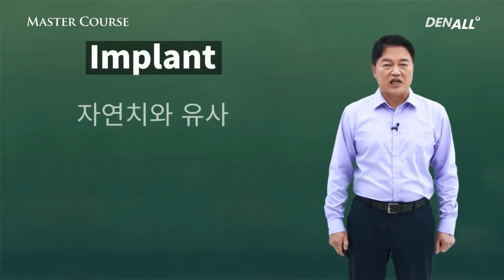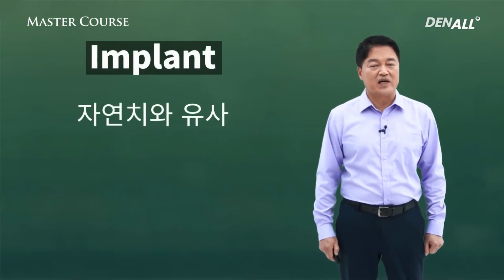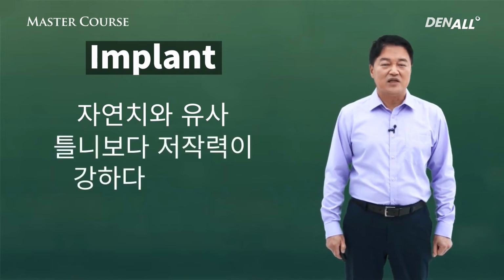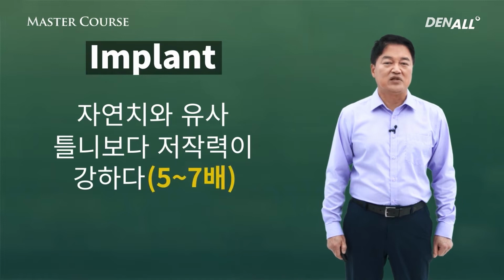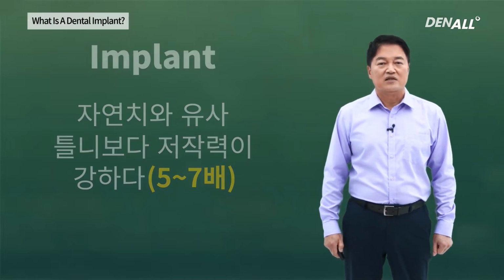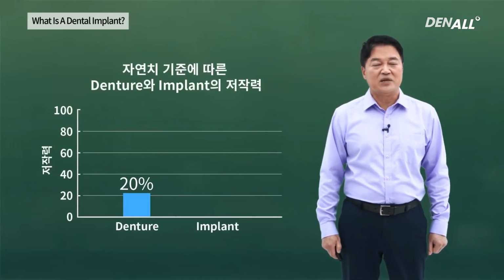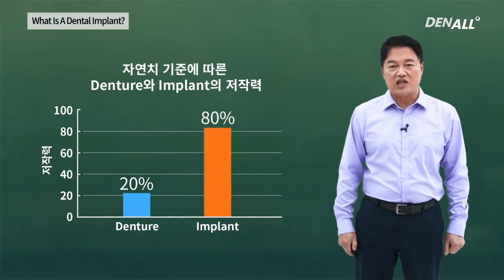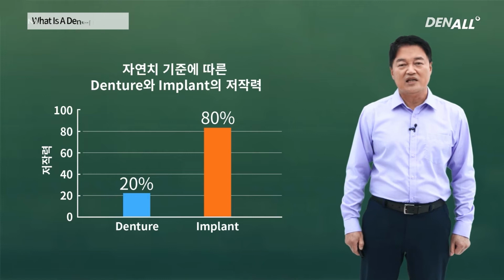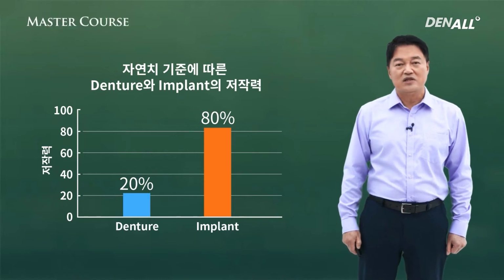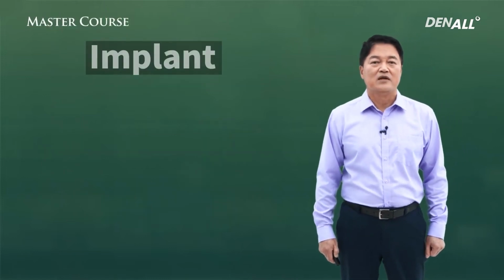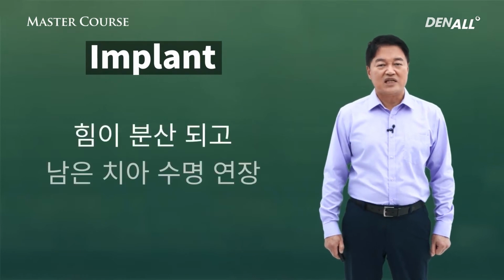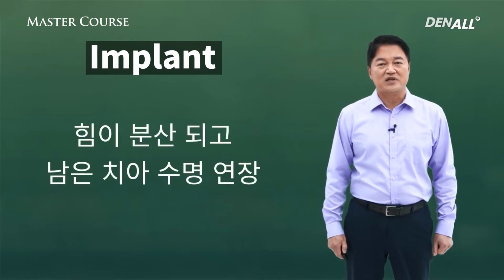On the other hand, regarding implants, they're very similar to natural teeth, and have stronger masticating force compared with dentures, 5 to 7 times stronger. Denture compared with natural teeth is approximately 20%, and as for implant, it's 80%, so it can restore masticating force. In that way, implant forces are dispersed and the lifespan of remaining teeth can be improved.